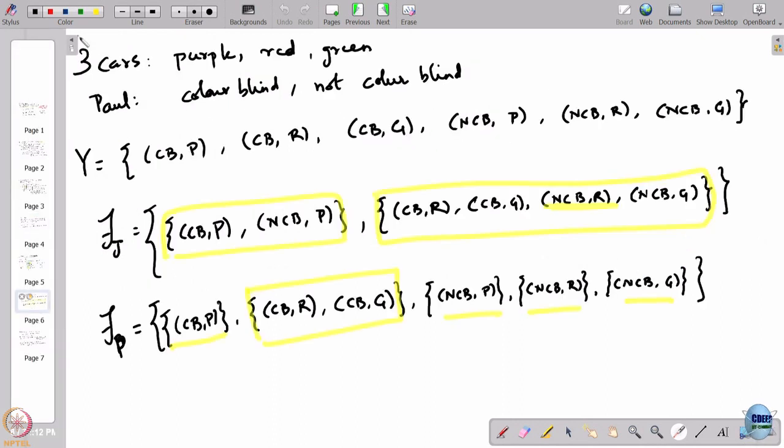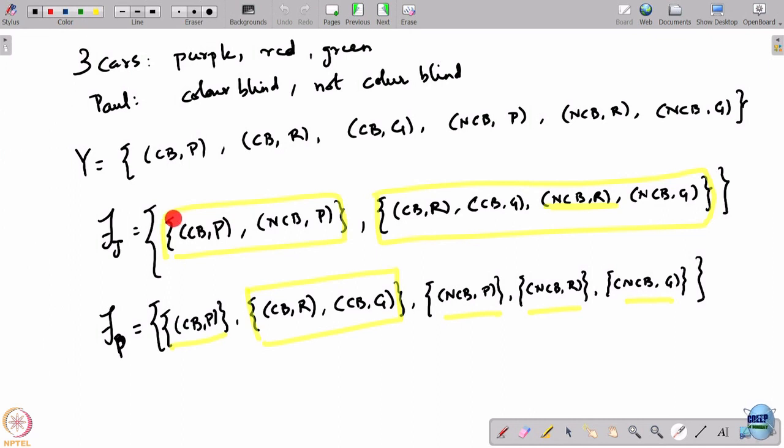All right. So with this definition, we said let's try to understand what the partitions for the various players are. For John, for instance, it meant that because John did not know if Paul was colorblind or not, John could not distinguish between these two states, which is colorblind and purple and not colorblind and purple. He could only tell if the car was purple or not purple. So he could not distinguish between any of these four states, which capture whether Paul was colorblind or not and whether the red or green car won. All four combinations are present here, and he could not distinguish between any of these.